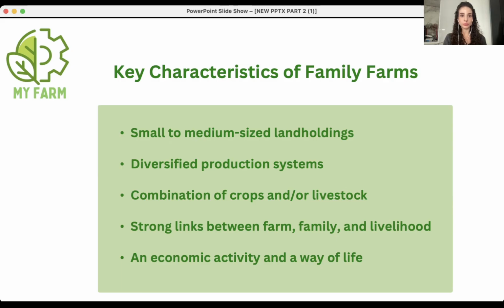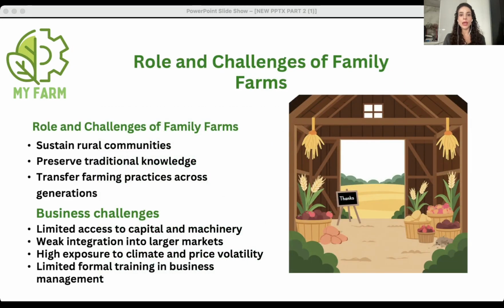They sustain rural life, preserve traditional knowledge, and often pass through generations. However, from a business perspective, they face distinct challenges, unfortunately. Basically, limited access to capital and machinery, weak market integration, exposure to climate and price volatility, and lack of formal training in business management.